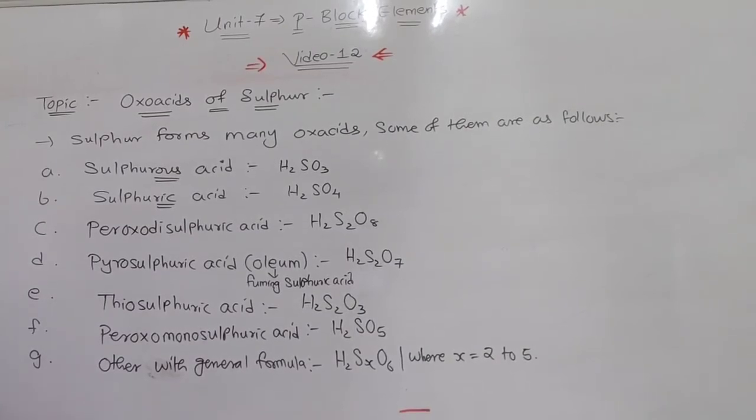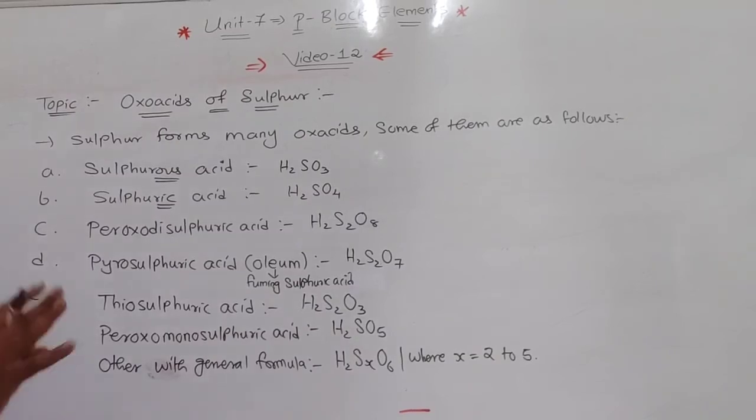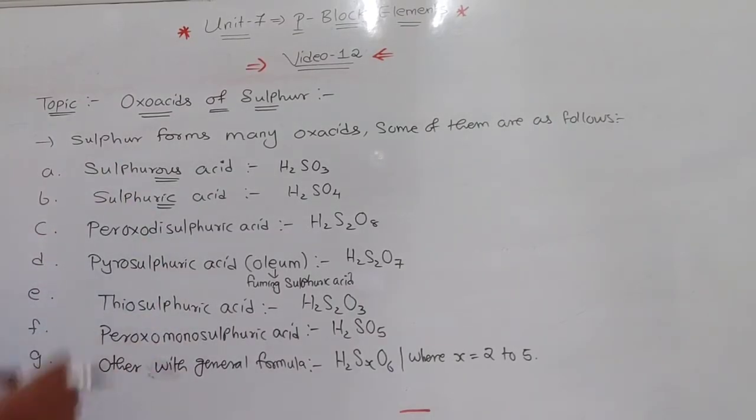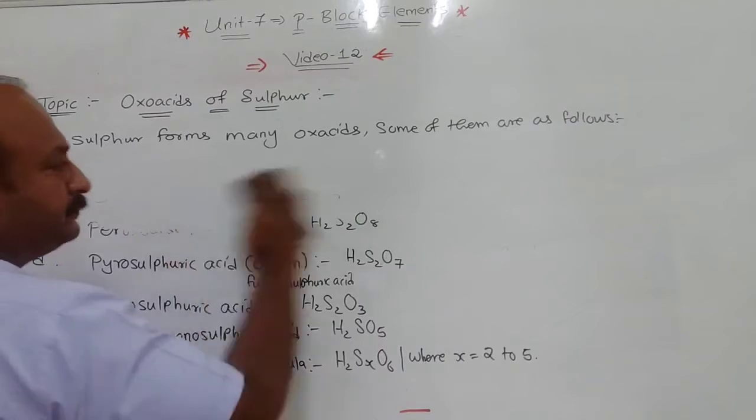Now, some of them are not stable in pure form and only exist either as an aqueous solution or as a sodium salt. We will discuss all that later on. Now, 4 structures of sulfur oxoacids are given in your textbook, which we will see first. You can write down all these names and formulas of sulfur oxoacids. Okay, now just see.